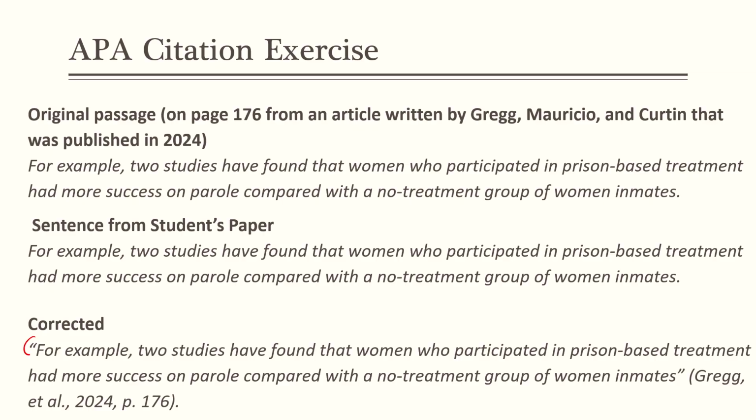So quotation mark here, that indicates that we're borrowing all those words in between. We've got 3 authors in this source, so we're going to put Greg et al, and then the year that the source was published, and the page number. And now we are no longer plagiarizing, right? We're using APA style to avoid plagiarism.